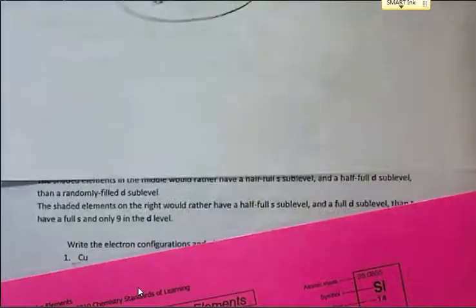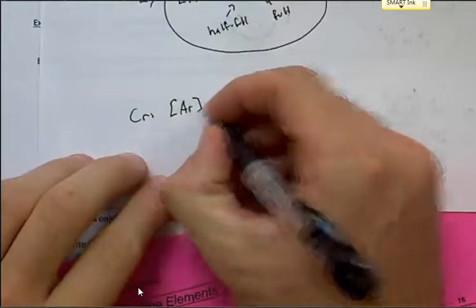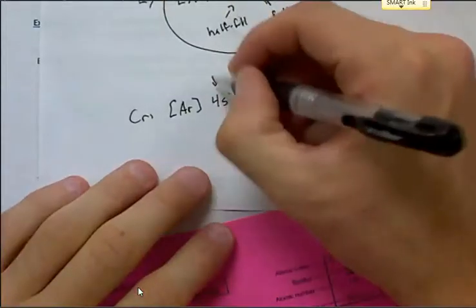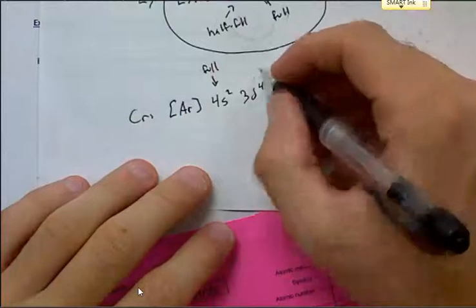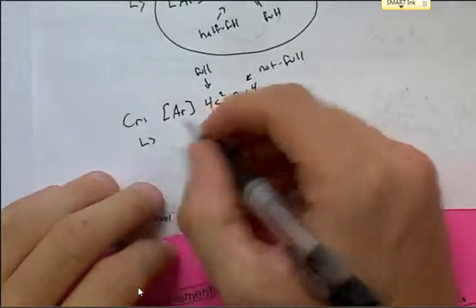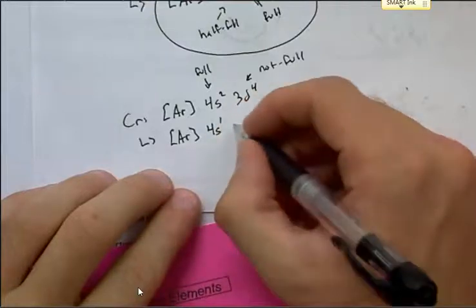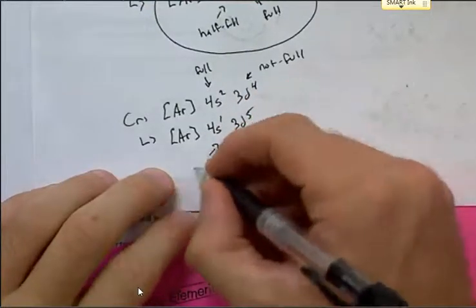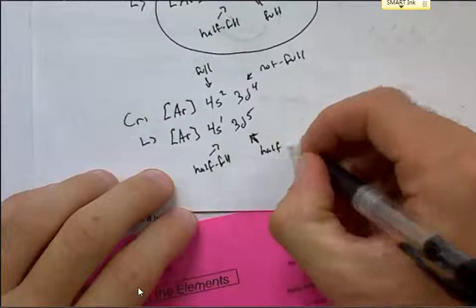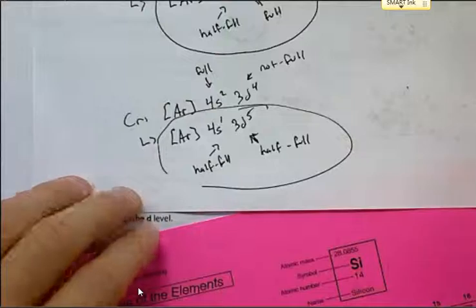Let's take a look at another example and look at chromium. Chromium we would predict based on its place in the periodic table to be argon 4s2 3d4, where we've got a full subshell and a not full one. What it's going to do is make it look like argon, take an electron again from the S and move it into the D. That way now we have a half full and a half full. Okay, which is turning out to be a lot more stable for it. Okay, so that's what it's going to do.